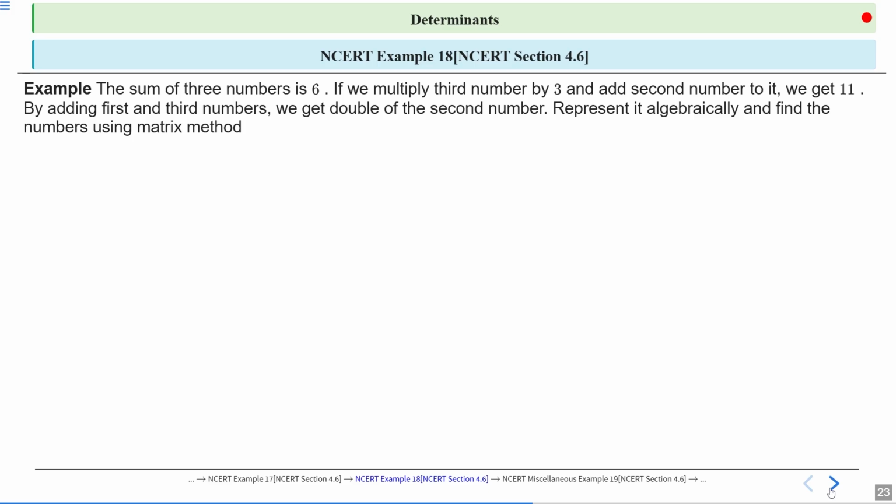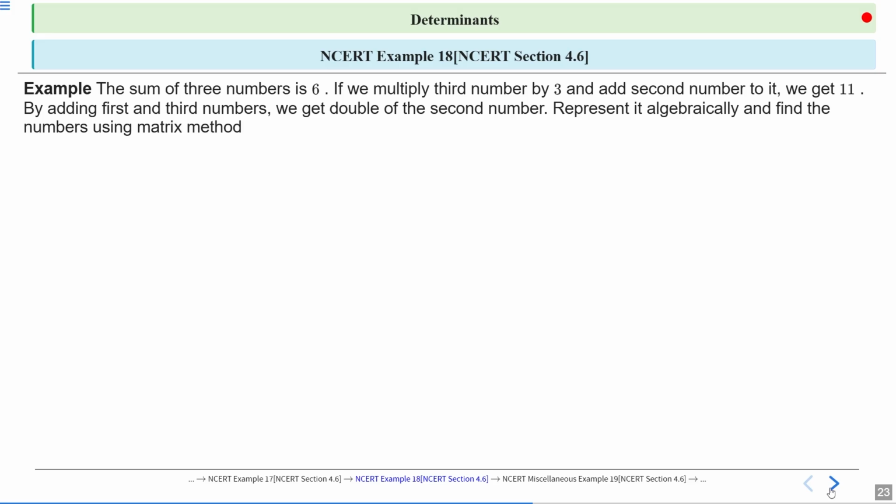Next example: the sum of three numbers is 6. Clear? First statement: we have three numbers and the sum of three numbers is 6. If we multiply the third number by 3 and add the second number to it, we get 11. Second statement. Third, by adding the first and third element, we get double the second element. Third statement. Represent it algebraically and find the numbers using the matrix method.